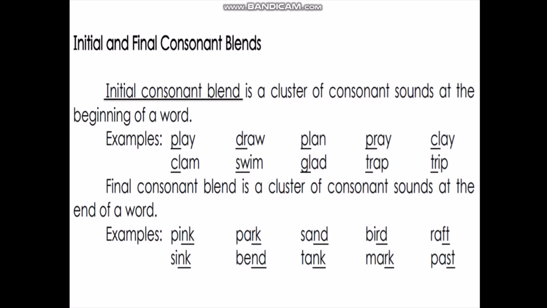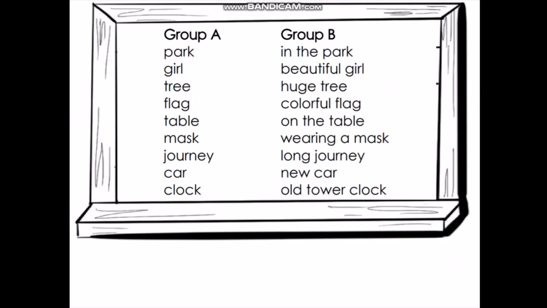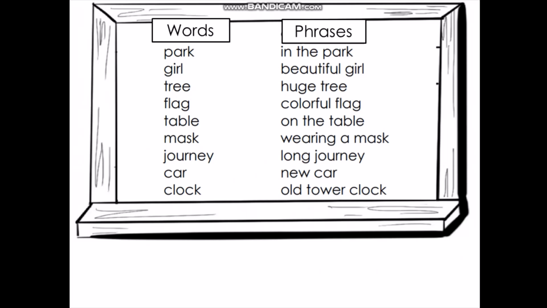And do not forget that when we say initial consonant blend, it is a beginning of a word. And when we say final consonant blend, we can find it at the end of a word. So I have here group A and group B. For group A, these are words, and for group B, these are phrases.